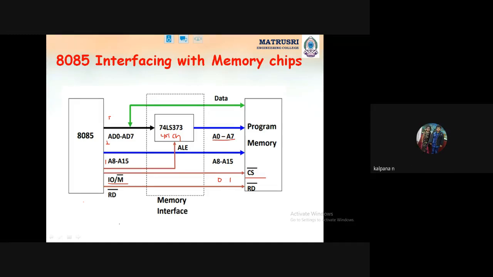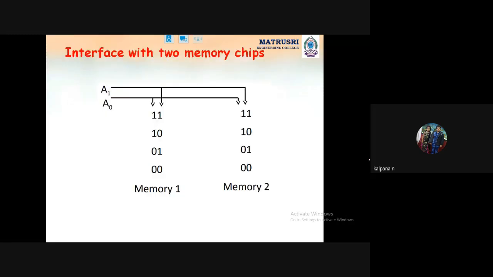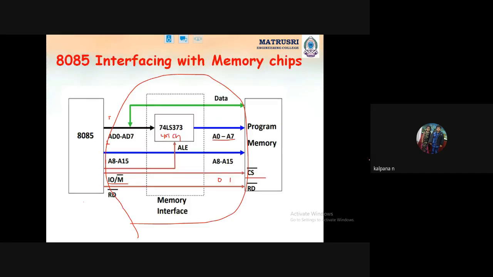Logic 0, next RD is connected to RD, and the RD bar is also there. Also we need to connect from here to here. So this is the complete interfacing of the memory to the 8085 microprocessor. This part of the circuit is called the interfacing circuit.